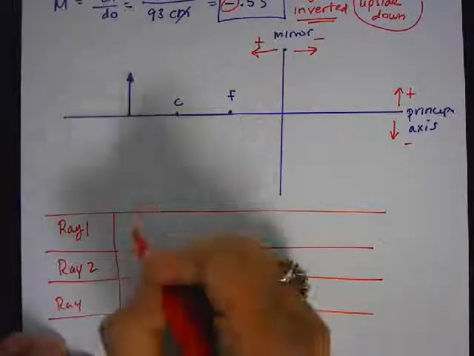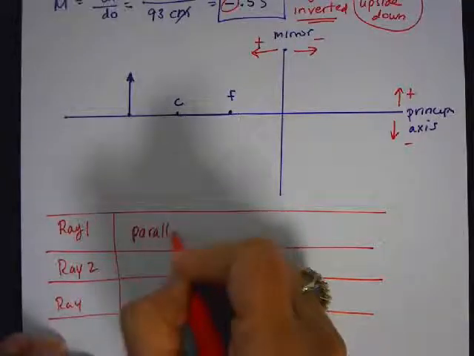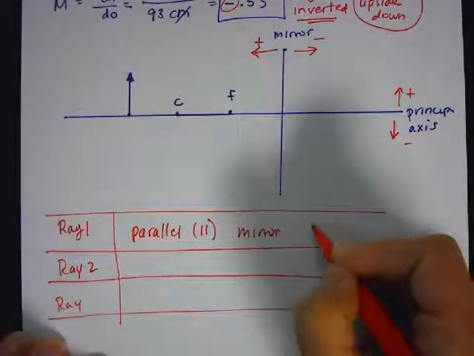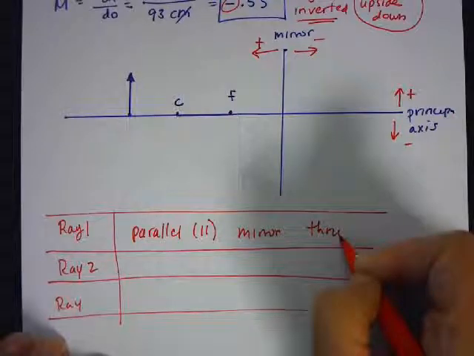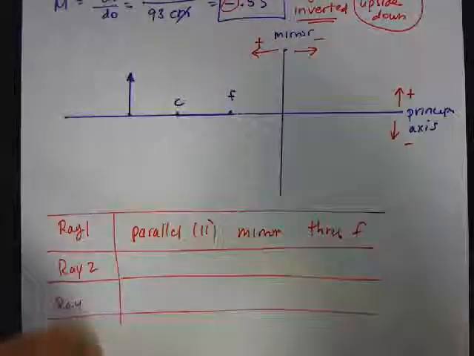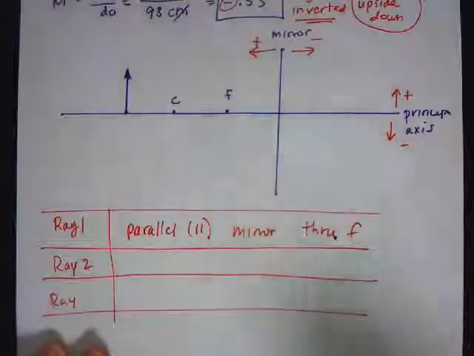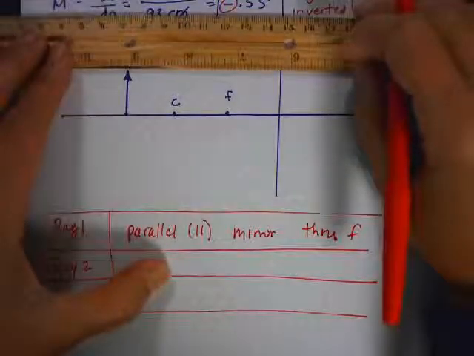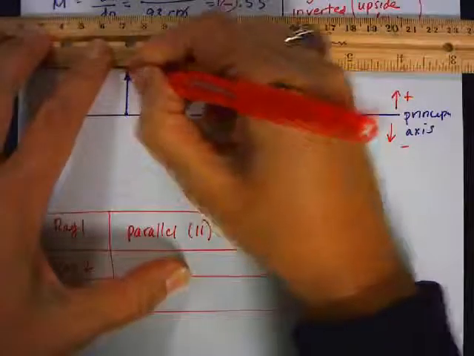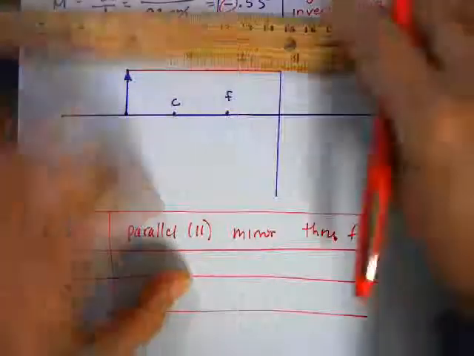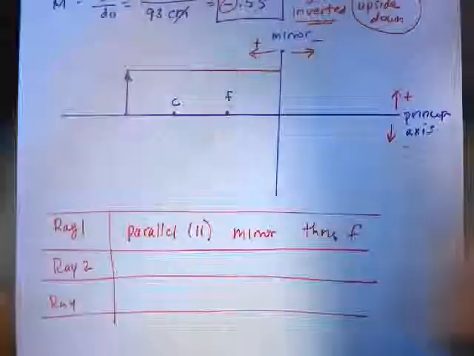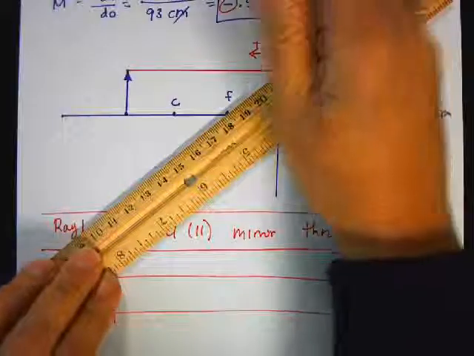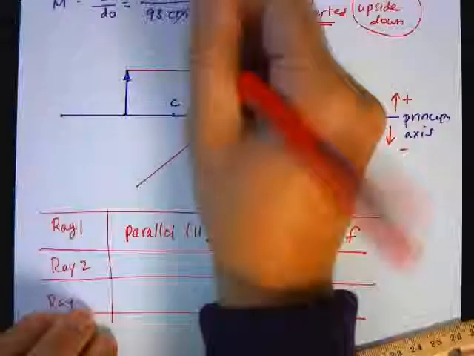So ray number 1, you're going to go parallel. You're going to hit the mirror, and then you're going to go through F. So let's do that. You go to the top of the image. I'm going to go parallel till I hit the mirror. Once I hit the mirror, then I'm going to go through F. So this is where I hit it, and now I go through F. So this is ray number 1.